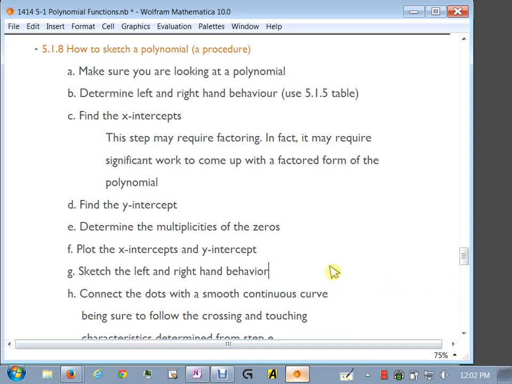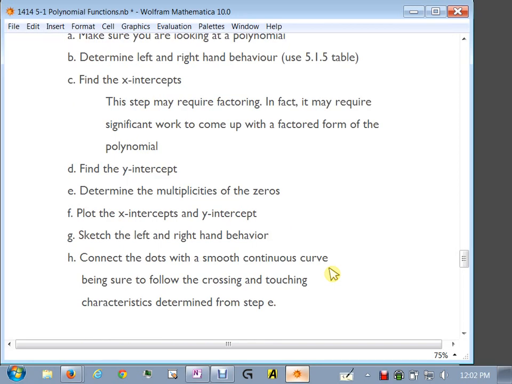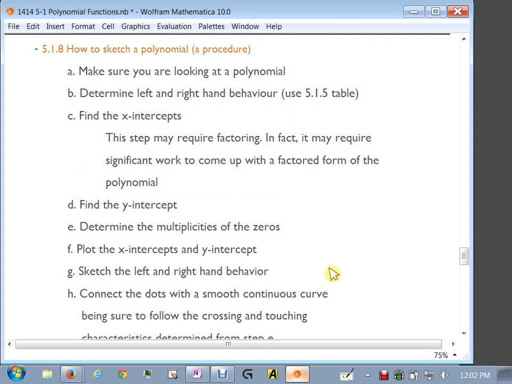Okay, look, these are the steps. You have a procedure, and this looks pretty nasty. You'll be allowed to have this on the test. You can have the procedure, but I want you to follow it.